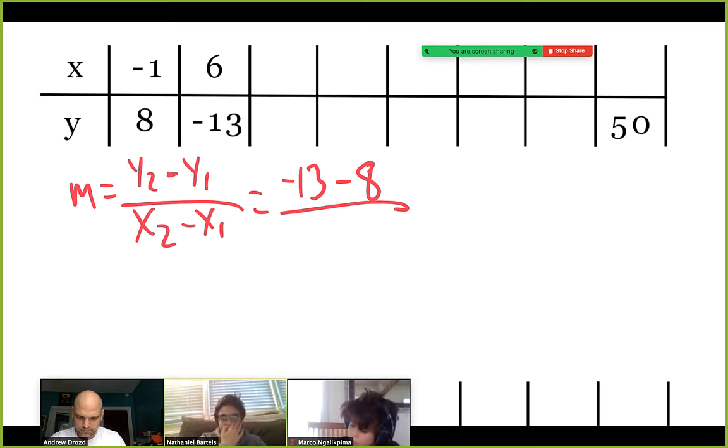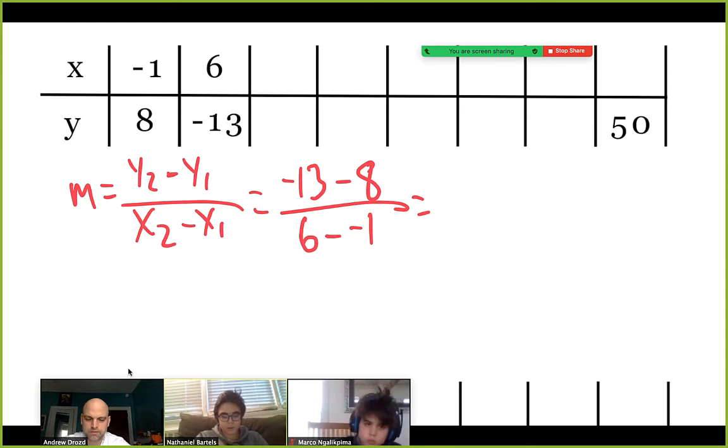Over 6 minus -1. Okay, and when I use my eyeballs, I can see that the x is increasing, but the y is decreasing. And so we know that -13 minus 8 gives us what? -21. -21 sounds about right.